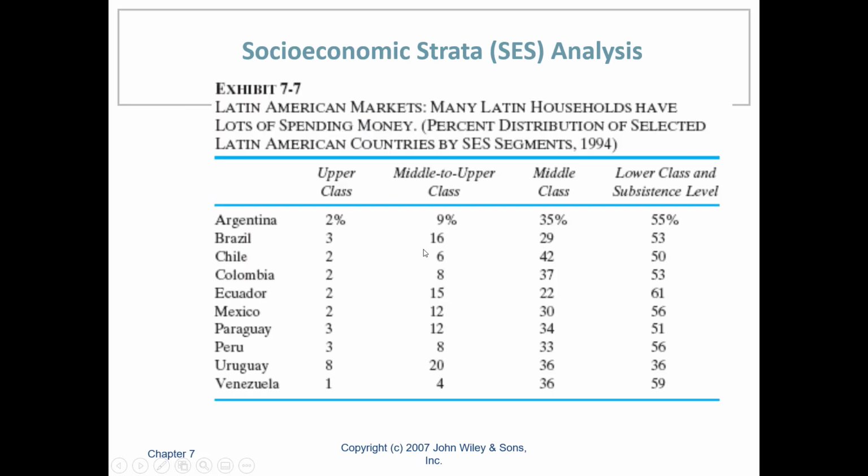So here's our little socioeconomic strata analysis, and you can see these Latin American countries. You can see, for example, that Venezuela, Paraguay, and Ecuador are the poorer countries with quite high lower classes. You'll also notice that, for example, Chile has a very big middle class. So if we're aiming a product such as Walmart at the middle class, then this might be a good market to move into.